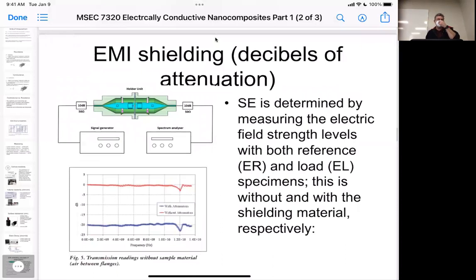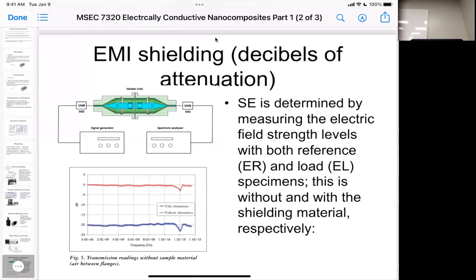So the EMI shielding is a little bit different. In the EMI shielding, what we do is we get a radio frequency horn, and a radio frequency analyzer over here. And then these horns are tuned to the frequency that you have, and you put your sample right in the chamber. Okay, and then you measure the radio frequency as a function of frequency. You measure the signal coming out of it with nothing in the chamber. And then you measure it with the thing in the chamber.